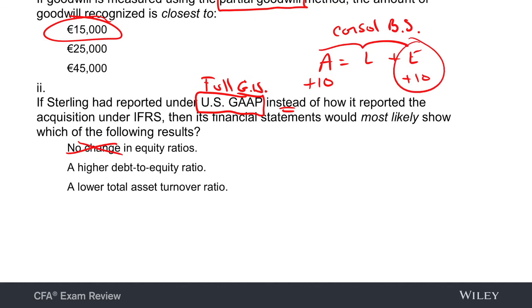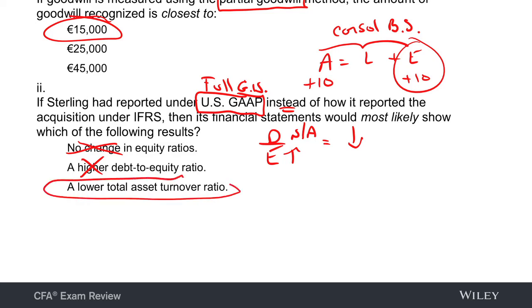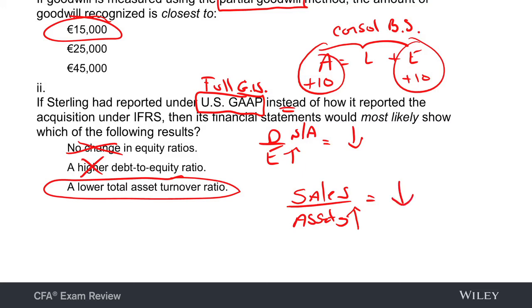How about a higher debt to equity? Debt is exactly the same. That's not affected at all. But if your equity is higher, your debt to equity is not going to be higher. It's going to be lower. If your denominator is higher, then your debt to equity is going to be lower. It's got to be the last one. A lower total asset turnover. How do we do asset turnover? Sales divided by assets. If your assets are higher, then your asset turnover will in fact be lower. So obviously that's your correct answer.